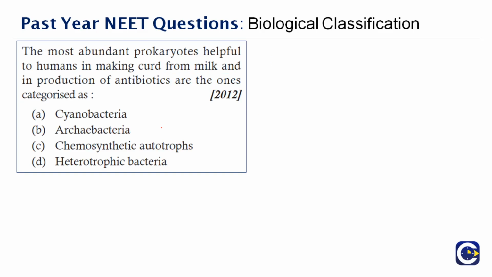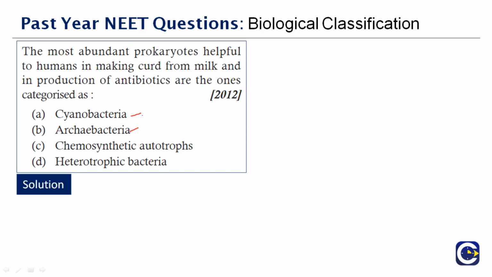Next question here. The most abundant prokaryotes helpful to humans in making curd from milk and in production of antibiotics are the ones that are characterized here. You're given 4 options here: cyanobacteria, archaebacteria, chemosynthetic autotrophs, and heterotrophic bacteria. Out of the 4 options, it is obviously not a blue-green algae, and it is not archaebacteria, because archaebacteria survive in extreme conditions and are also found in normal habitat, but not to that extent. So making of curd from milk is not because of archaebacteria, that is for sure.